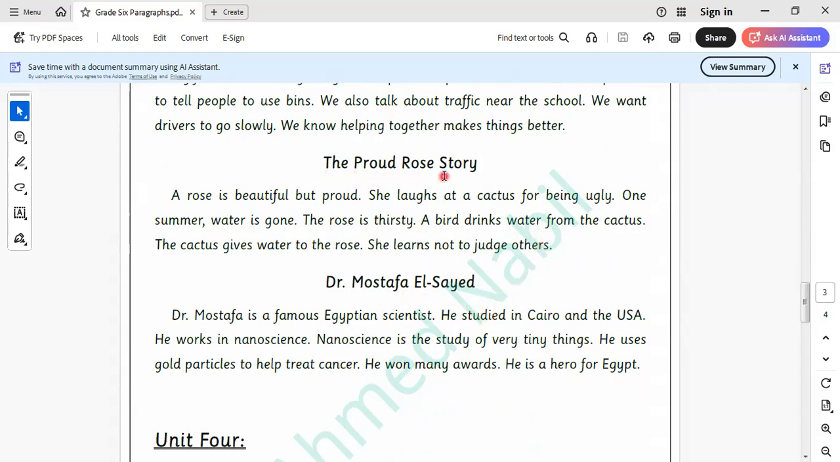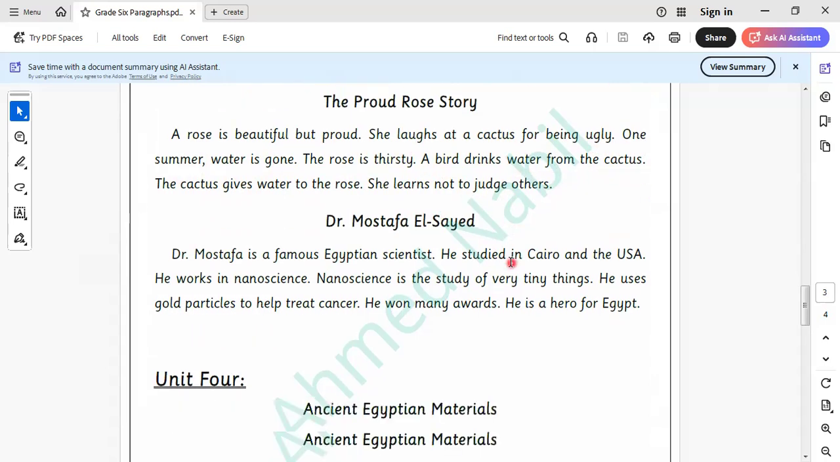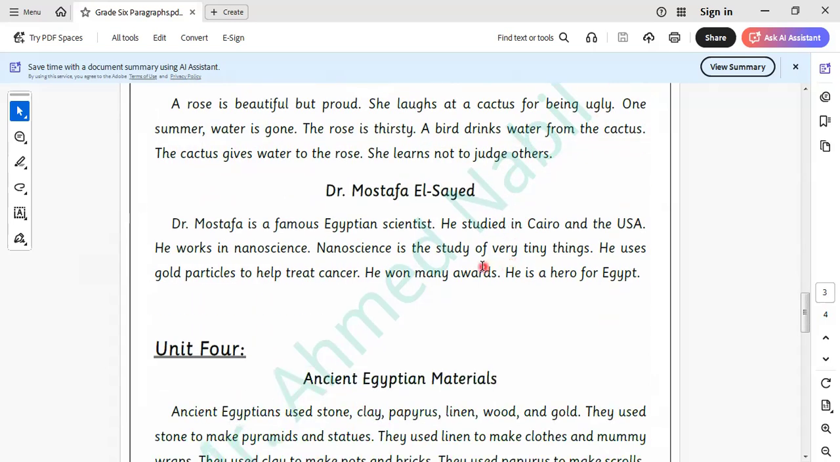Here we say the proud rose story. The rose is beautiful but proud. She laughs at a cactus for being ugly. Okay. One summer, water is gone. The rose is thirsty. A bird drinks water from the cactus. The cactus gives water to the rose. She learns not to judge others. Okay. This is the value that we learn from this story.